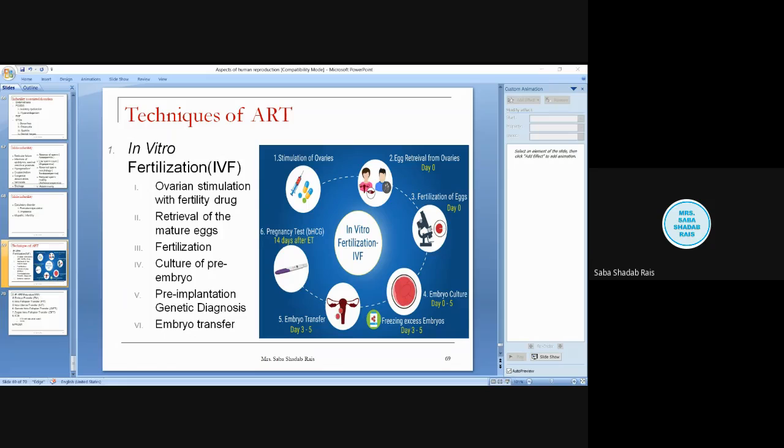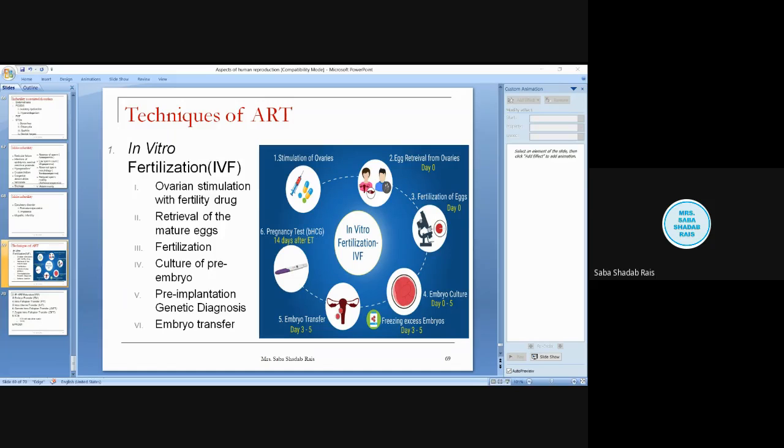Now, pre-implantation genetic diagnosis is done. This is optional, but this is very much important to do. It is performed prior to embryo transfer to screen for inherited diseases. Usually, 1 or 2 cells are removed from the developing embryo and tested for different genetic diseases. Only healthy embryos that do not have any genetic problem are selected to transfer to the uterus.